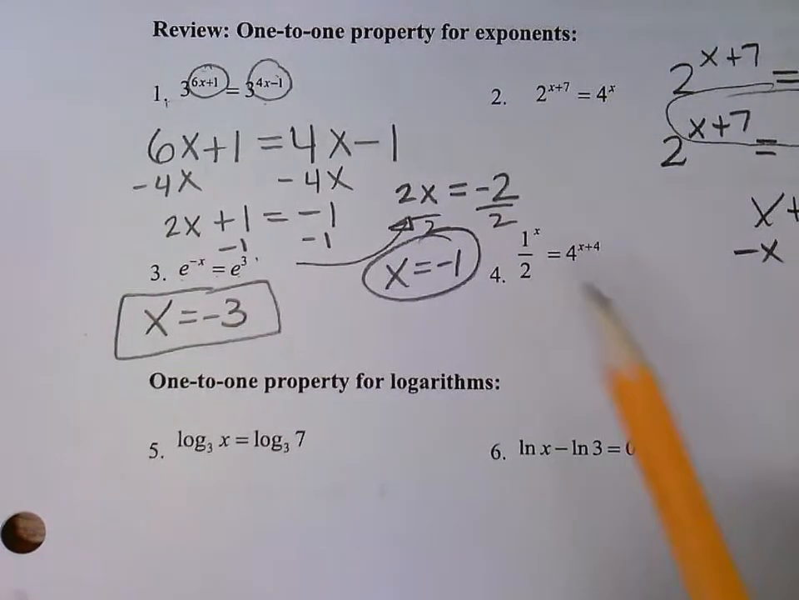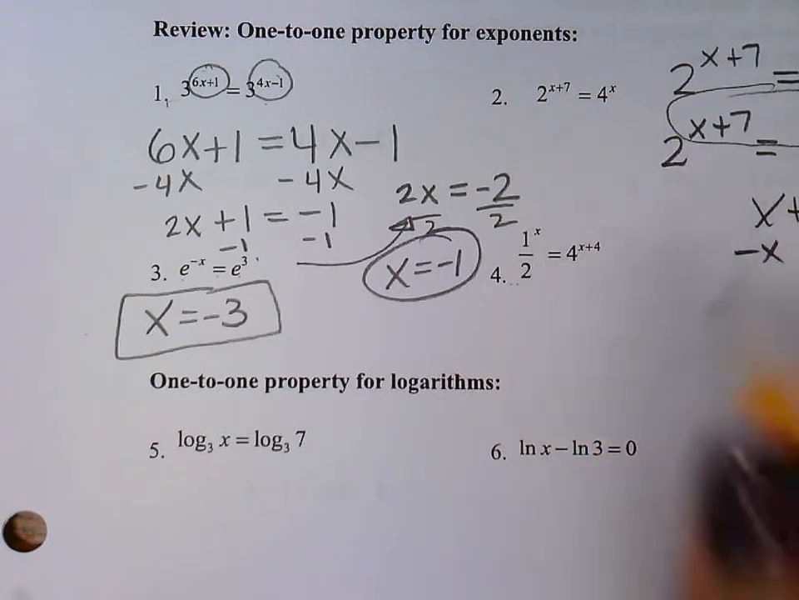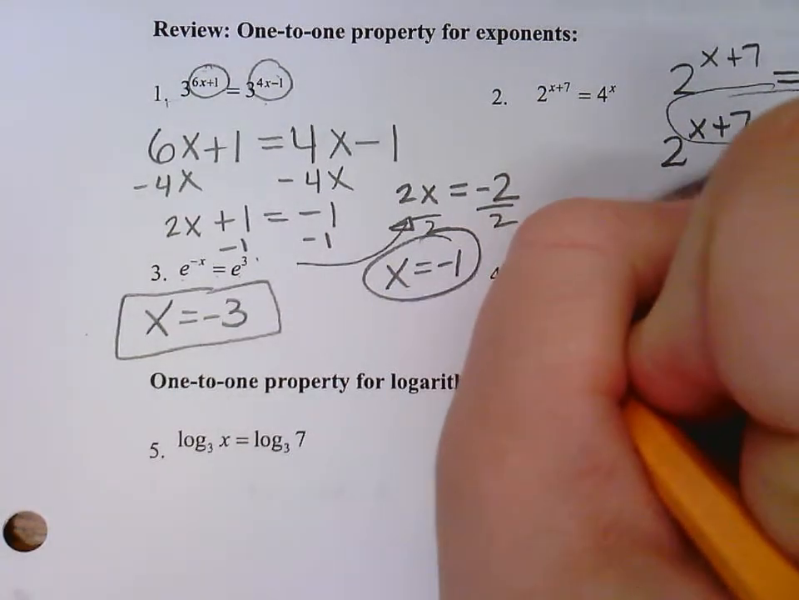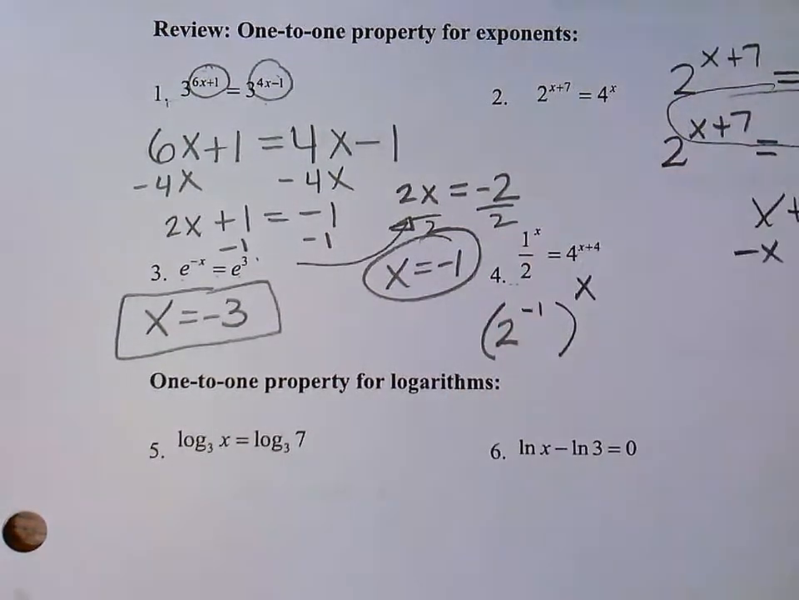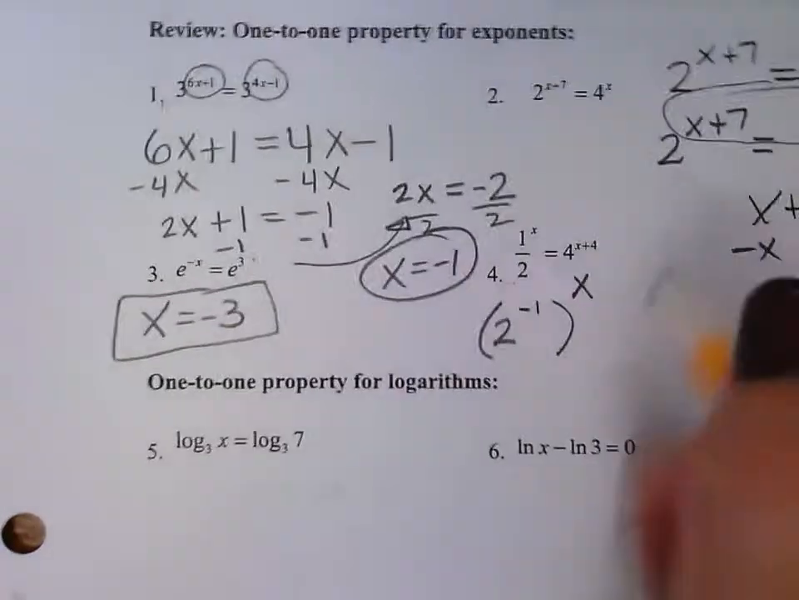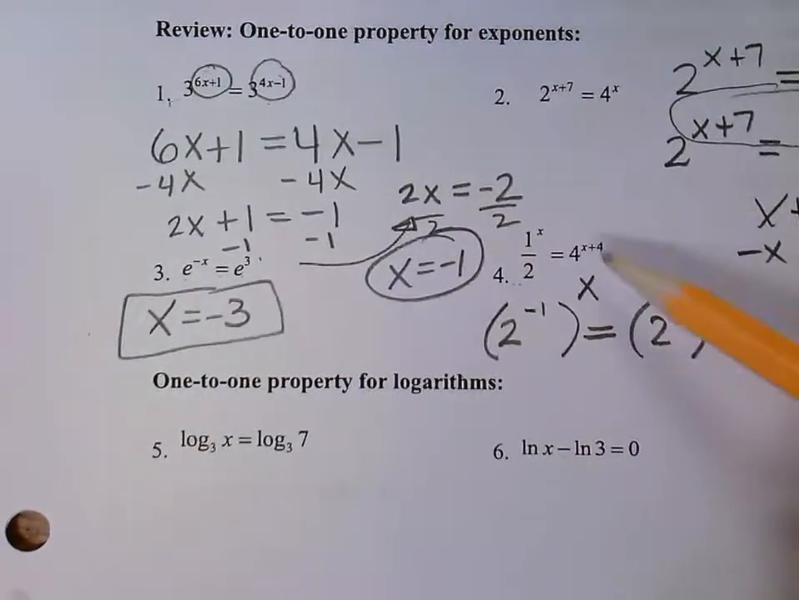What base do these numbers both have in common? A base of 2. So how do I represent 1/2 using a base of 2? It'd be 2 to what power is 1/2? So 2 to the negative first power raised to the x power. So this is really the number 1/2 raised to the x power. 4 we already said was 2 squared. And then we've got the x plus 4 power.